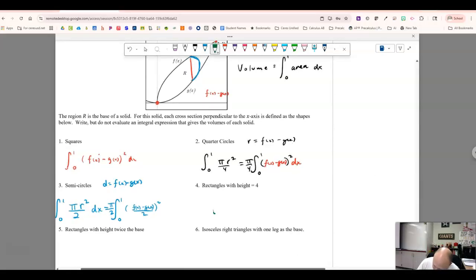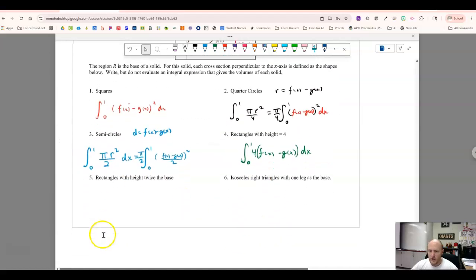Okay, number 4, rectangles with height 4. Again, I have an integral from 0 to 1. A rectangle is base times height. So my base is f of x minus g of x, and my height is 4. So I guess I could put, maybe I'll do this, maybe it won't be so confusing. So there's my base, and my height is 4, dx. So there you go. That's it.